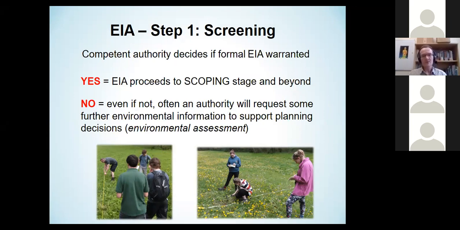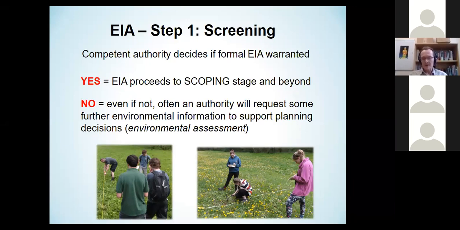So once that is all done, then the competent authority will determine whether that environmental impact assessment is needed or not. And if it is, then it proceeds to the next stage, often called the scoping stage. However, even if there's not a formal EIA needed, very often, if it is a substantial development that's going to take place, the local government, the local authority, will probably ask for some kind of environmental assessment to be done anyway.